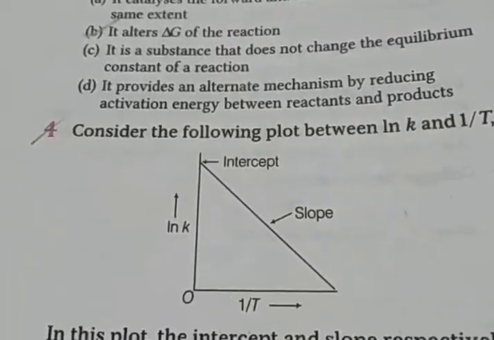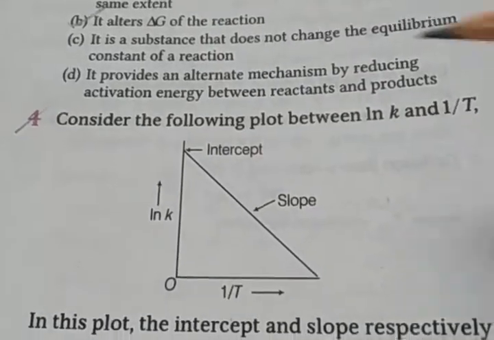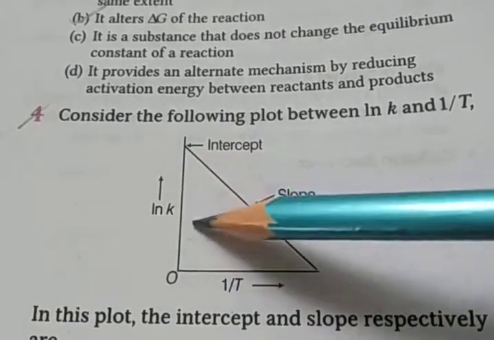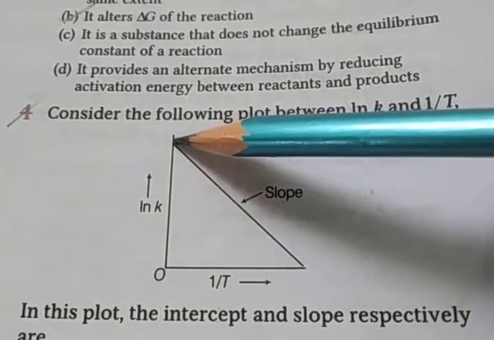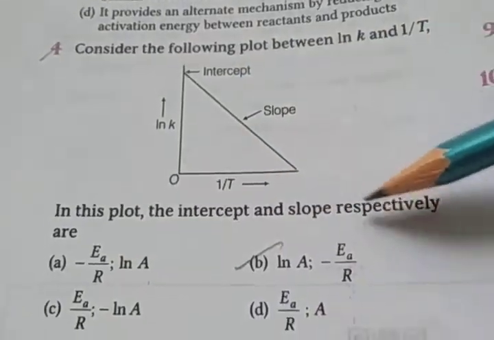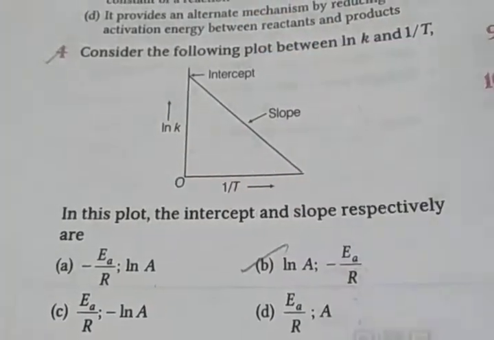Question number 4. Consider the following plot between ln K and 1 by T. Here you see ln K and 1 by T. So this is the intercept and this is the slope. So in this plot, the intercept and slope, what is the formula, you learned.